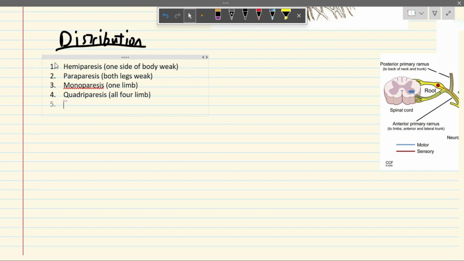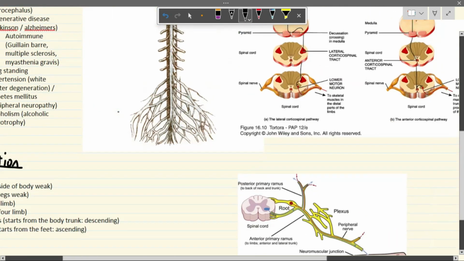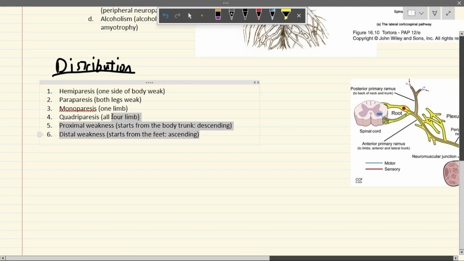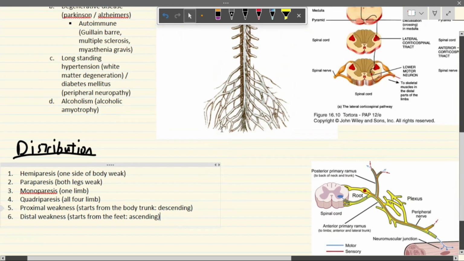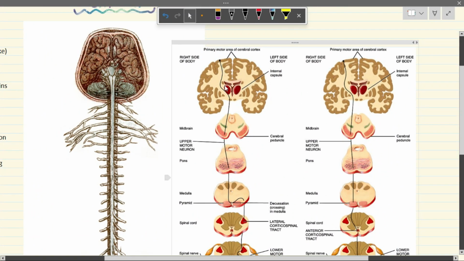Sometimes we can classify the distribution based on the pattern. Proximal weakness means the weakness starts from the trunk, from the body trunk. And we can have distal weakness, which means the weakness starts from the feet and moves outwards. Before I go into the details of each distribution type, I would like to explain the mechanism that's causing this kind of distribution in our body. The best way to explain it is by looking at our anatomy and our motor tracts.